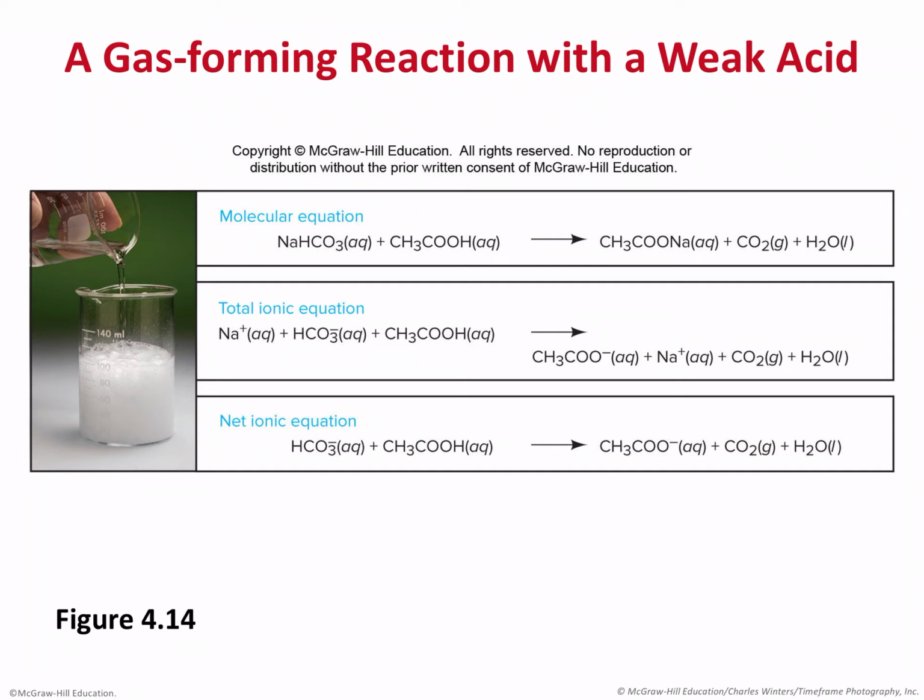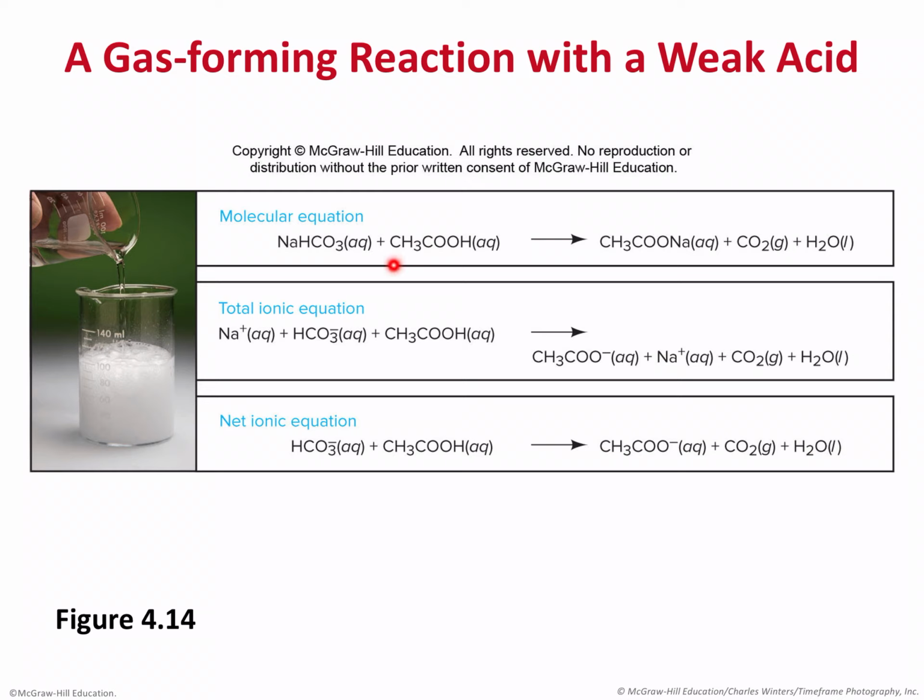Okay, so in this section, we're going to learn about gas forming reaction with a weak acid. In the previous section, we learned about acid-base reaction that involves strong acid and a strong base. Now let's see how we write the molecular, total ionic, and net ionic equation for a weak acid. Remember, weak acids do not dissociate 100% to ions. Most of it is going to remain as the weak acid itself.